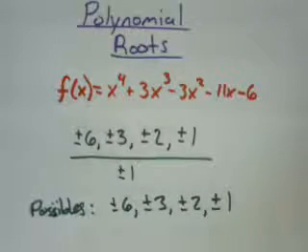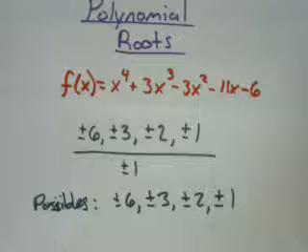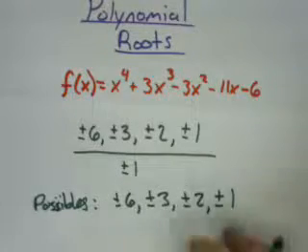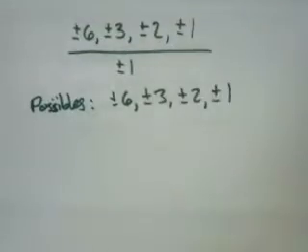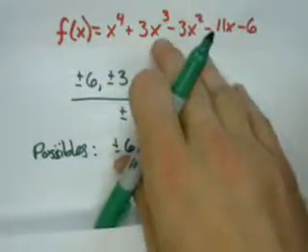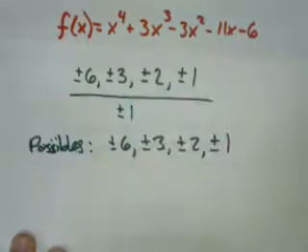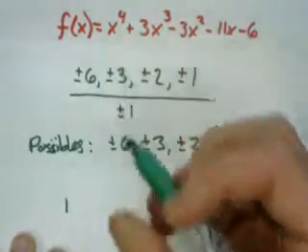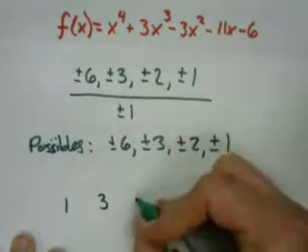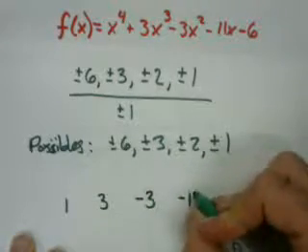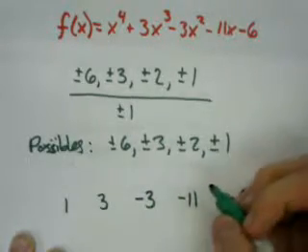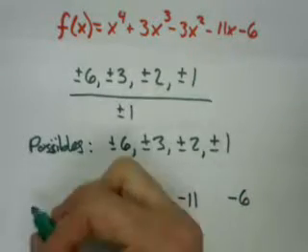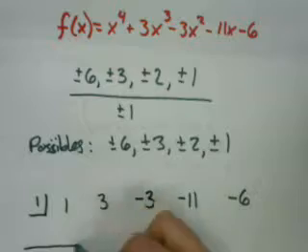And now the next part is where it can be tedious, depending on if you pick the right ones or the wrong ones. So without looking at this, I'm just going to have to choose one. I like the smaller numbers just because those are quicker and easier to work with. So I'm going to take my equation and synthetically divide it. This is going to be 1 because x to the fourth has a coefficient of 1. We have a 3, a negative 3, a negative 11, and a negative 6. And I'm going to synthetically divide a 1 into it, and let's see what we get.